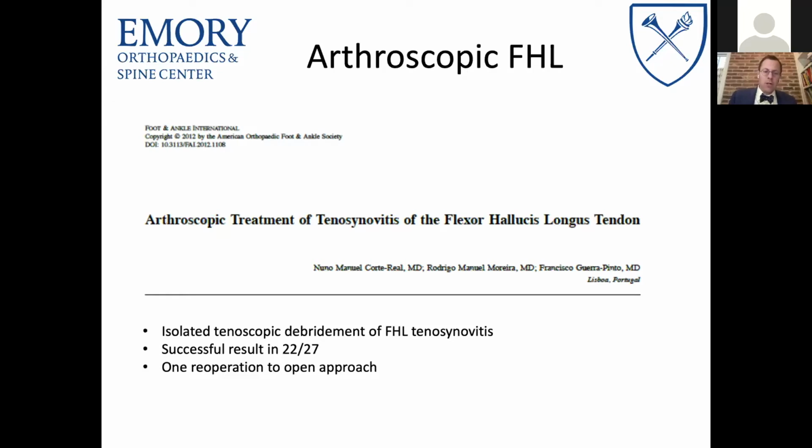This is an interesting study where they did 27 ankles. They had a successful result in about 70 to 75%.